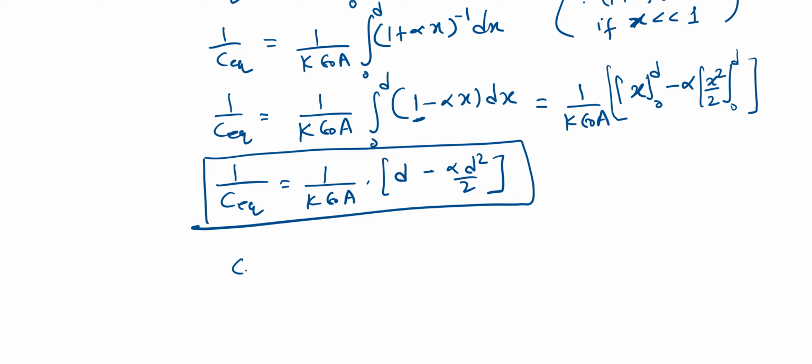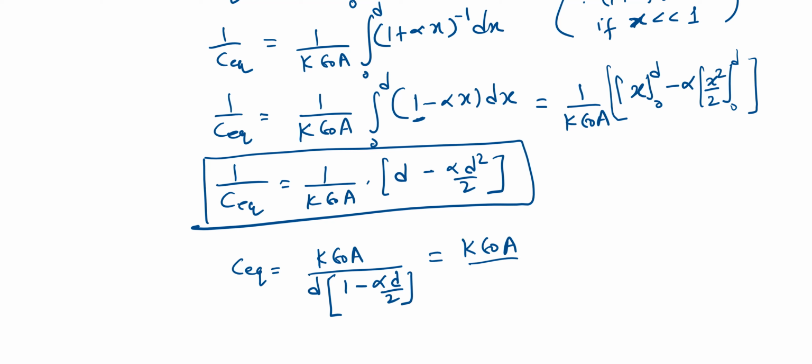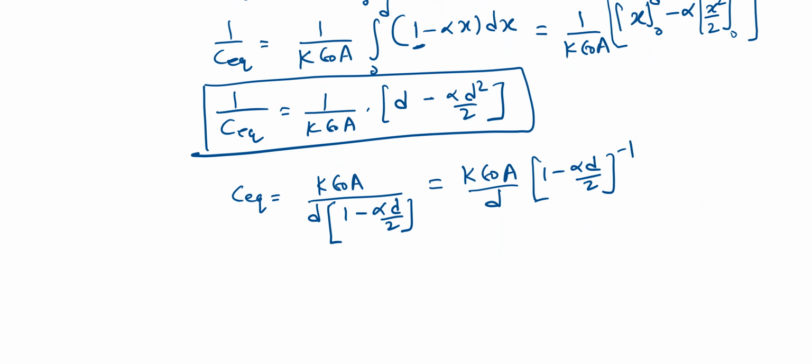So what is the equivalent value of the capacitance? We will take the reciprocal. C equivalent is equal to k epsilon naught A, and you can take d common from here, so you'll have divided by d times (1 minus alpha d by 2), which can be further written as k epsilon naught A by d times (1 minus alpha d by 2) to the power minus 1.